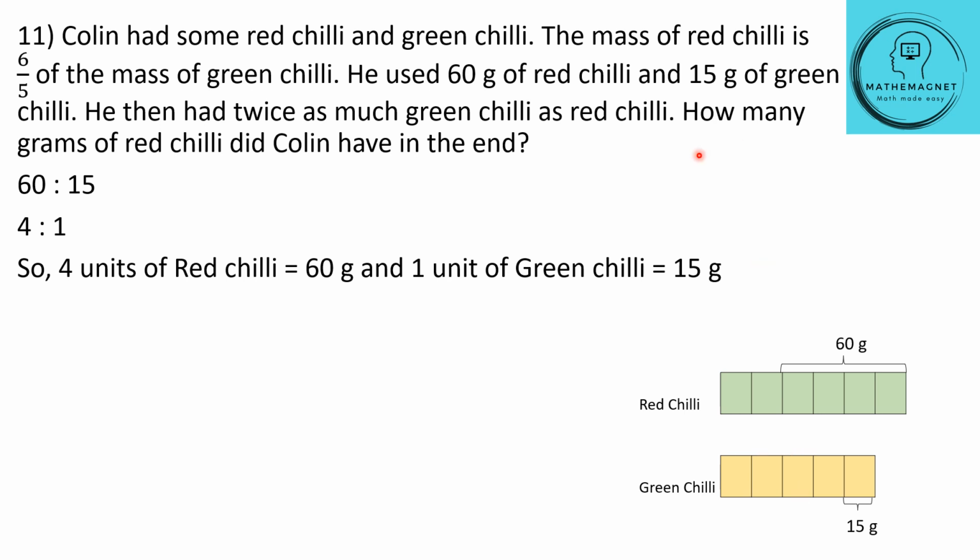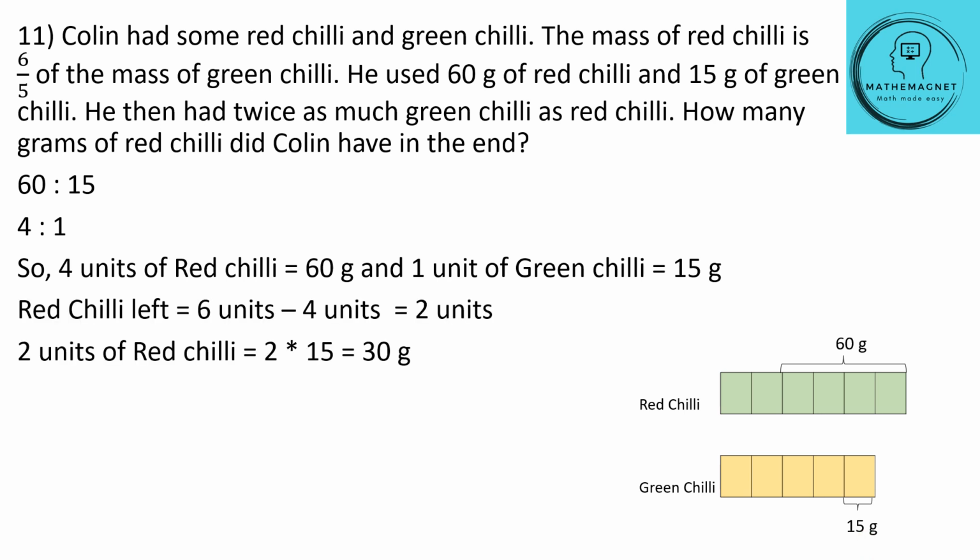Now the question here is, how many grams of red chili did Colin have in the end? So Colin had 2 units of red chili. Now we know 1 unit's value is 15 grams, correct? So 2 units will be 2 into 15, which is equal to 30 grams. So Colin had 30 grams of red chili in the end.